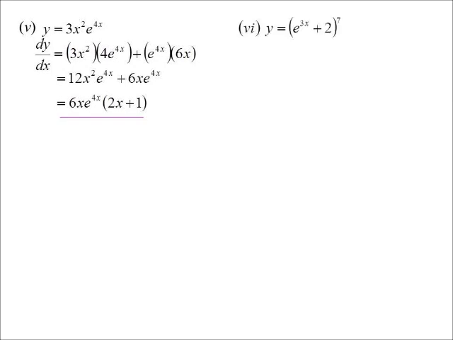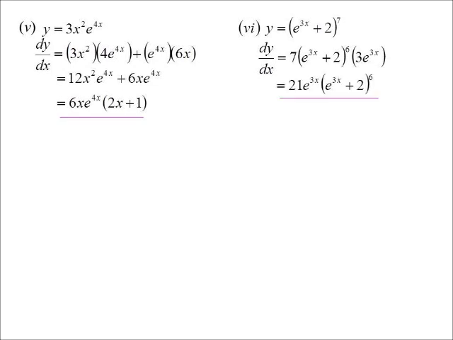Chain rule, anarchy. Bring down the power, 7, lower the power, 6, diff the inside. We get 3e to the 3x. So just tidying that one up, end up with 21e to the 3x, and so on.